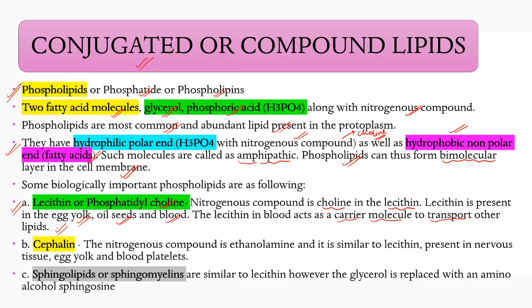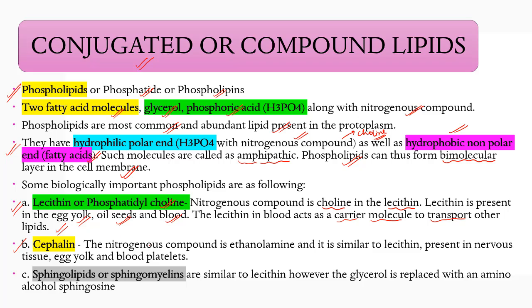The lecithin or phosphatidylcholine, in which the nitrogenous compound is choline, is present in yolk sac, oil seeds, and blood. In blood, it acts as a carrier molecule to transport other lipids.